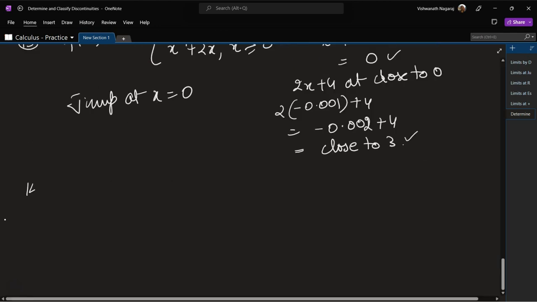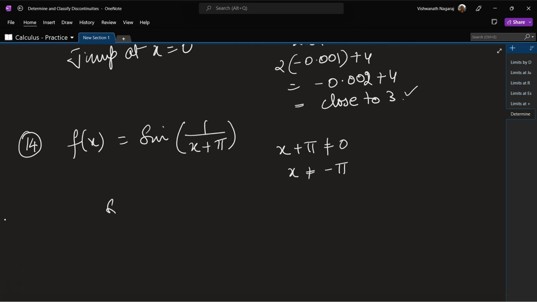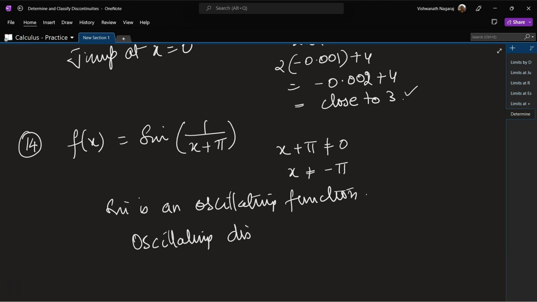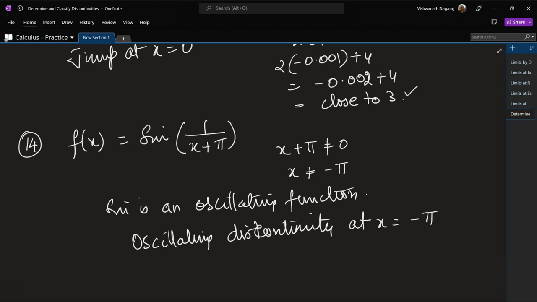Okay, let's look at the 14th one. f of x is equal to sine of 1 by (x plus pi). Now here the denominator cannot be 0. So x plus pi not equal to 0, which means x is not equal to minus pi. And sine is an oscillating function. So there is an oscillating discontinuity at x equal to minus pi.